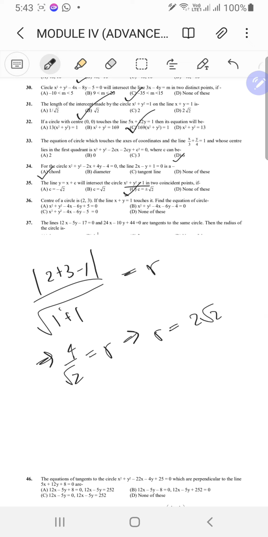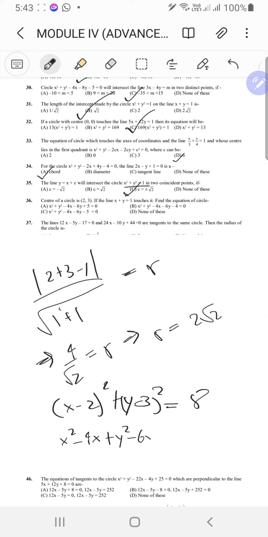Okay, nice. And now you can find the equation because we are given the center. So it's actually x minus 2 squared plus y minus 3 squared equal to radius squared, and radius is 2 square root 2. Yeah, that's correct. So this is going to be 8. So x squared minus 4x plus y squared minus 6y, and 2 squared is 4, 3 squared is 9, 9 minus 8 is 1, 1 plus 4 is 5. Nice. So this is plus 5 equal to 0. Oh, that's option A. Let's go to the next question.